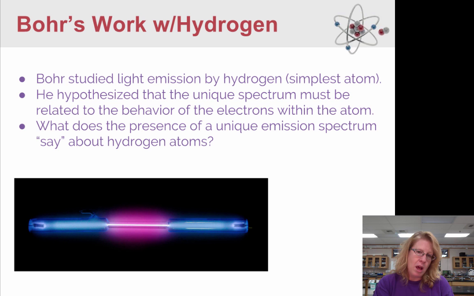So Bohr studied hydrogen, and he was looking at this particular element. He used hydrogen because it's the simplest atom. He knew that it only had one proton and one electron, so it's the simplest possible model to work around. If we can figure out what's going on with hydrogen, then we can figure out what's going on in these more complex models. He thought that the unique spectrum produced by each element has to be due to something with the electrons. That's the only thing that could be moving around, absorbing and releasing energy, is electrons.